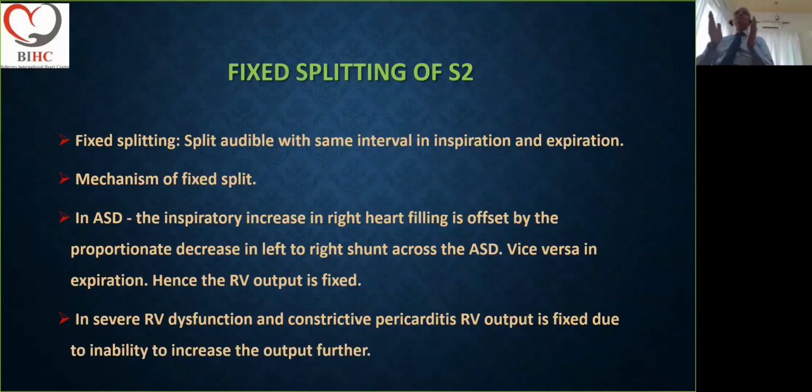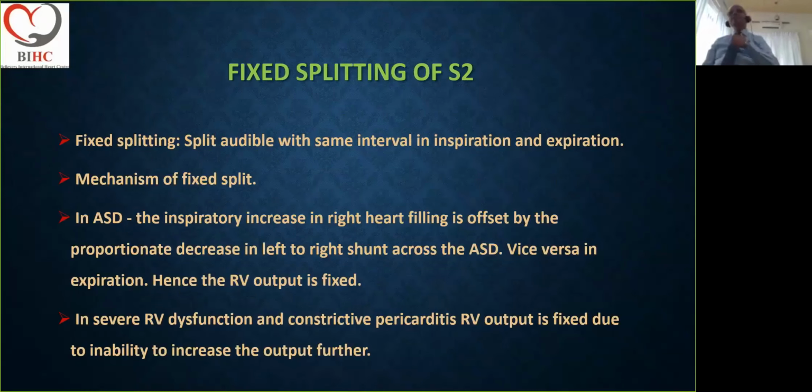The characteristic condition with which fixed split is associated is atrial septal defect. In atrial septal defect, the right ventricle receives two sources of blood flow. One is of course from the SVC and IVC, and with inspiration this tends to increase. The other is the left to right shunt across the atrial septal defect. Now the left to right shunt across the atrial septal defect is more in expiration when the LA pressure tends to go up.